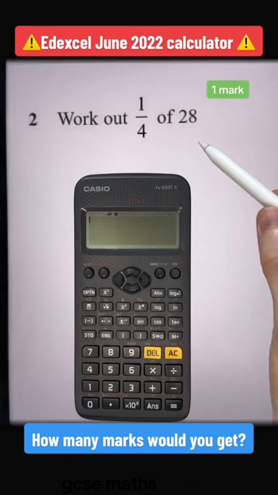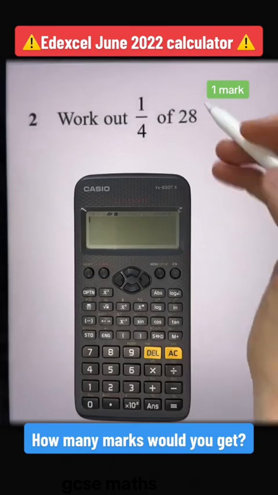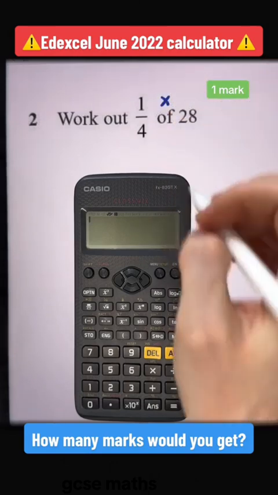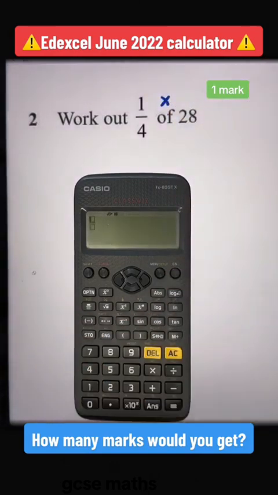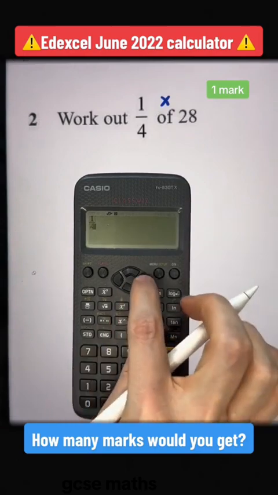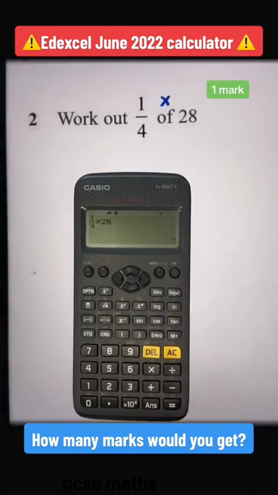Question 2. Work out a quarter of 28. Of in mathematics means to multiply. In our calculator, we just press the fraction key, type in 1/4, then multiply by 28, press equals, and it gives you 7.